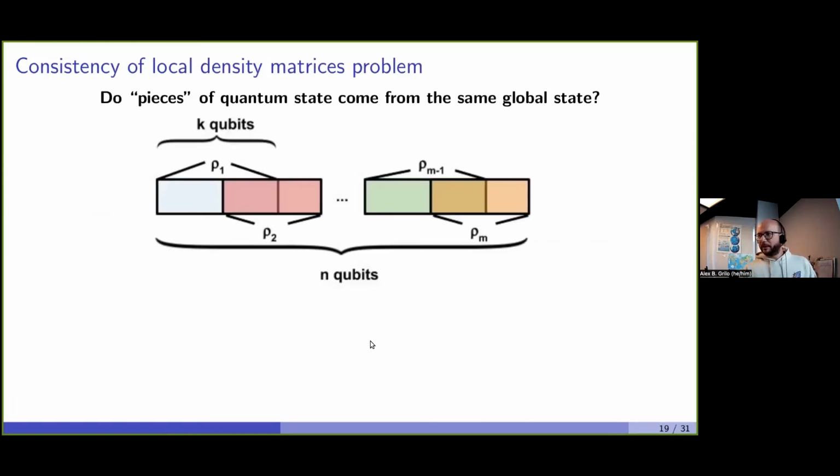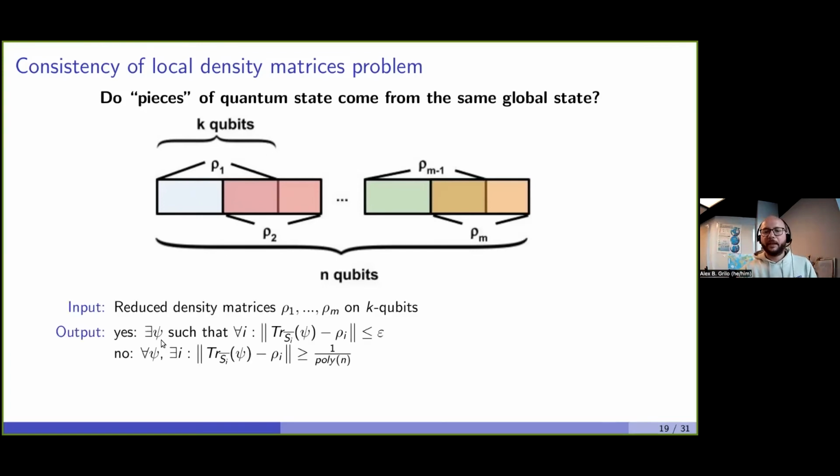So let me define this problem. The input to the problem is the description of local density matrices on k qubits, where k is a constant. You have the description of several pieces of a potential quantum state. For example, the reduced density matrix on qubits 1, 10, and 12, another one on qubits 12, 50, and 55, and so on. So you have a bunch of descriptions of local density matrices.